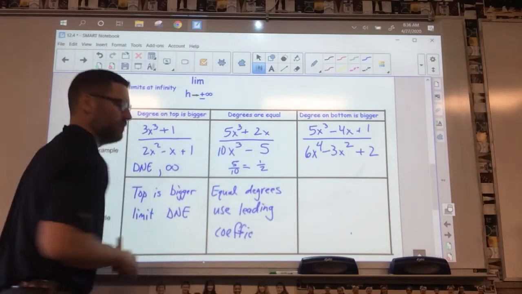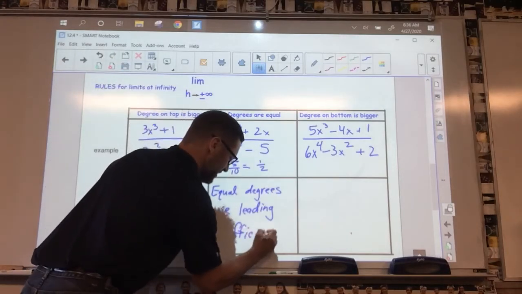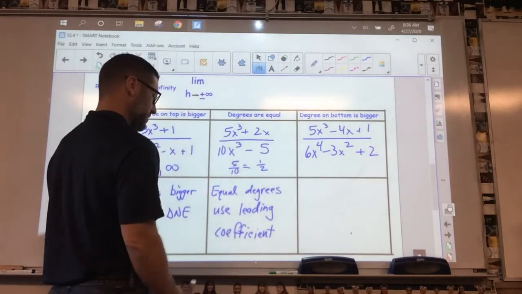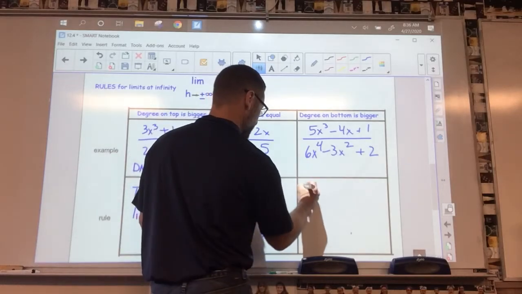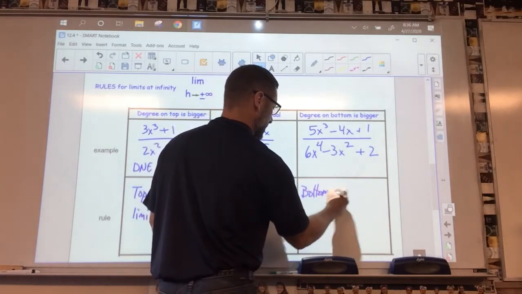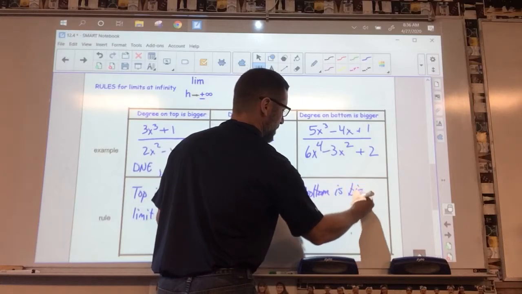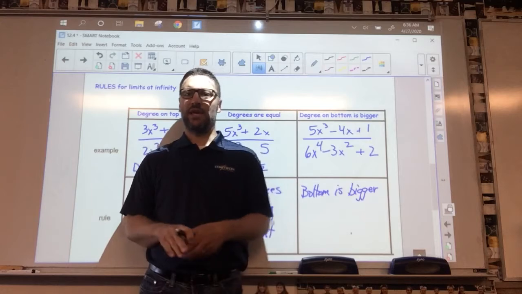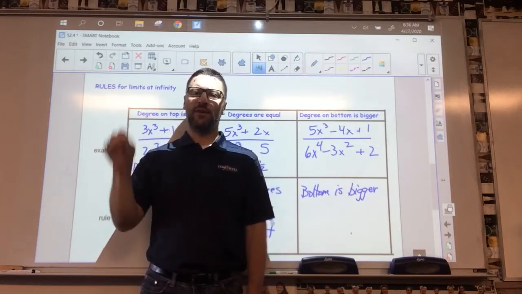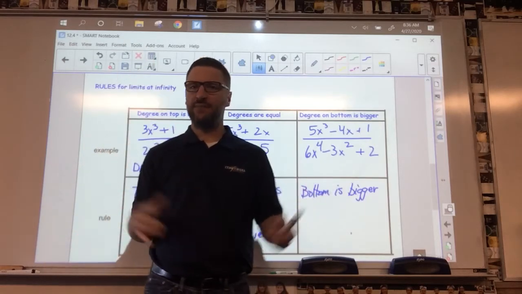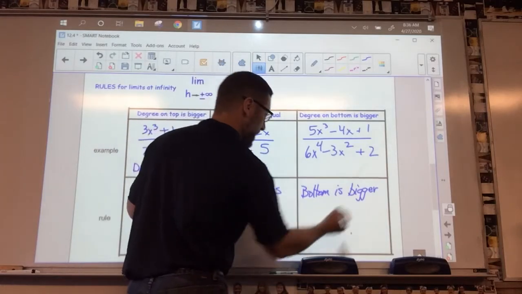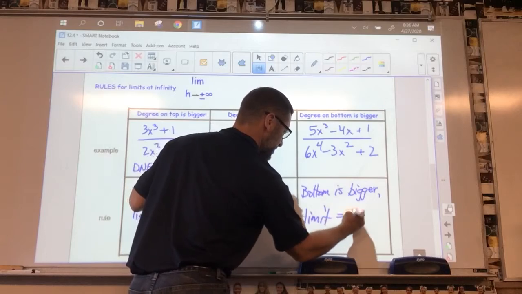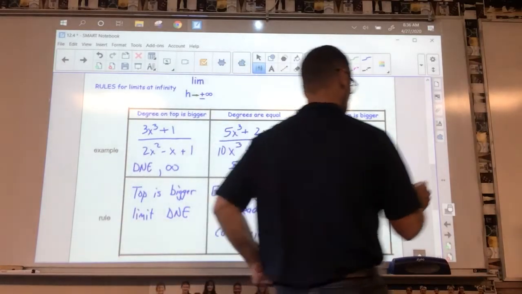Coefficient. Okay, leading coefficient. I spelled something wrong there. All right, and when the degree on the bottom is bigger, the bottom grows faster than the top. The bottom is growing. The top is barely growing. That fraction's getting smaller and smaller. The limit is equal to 0. Okay?